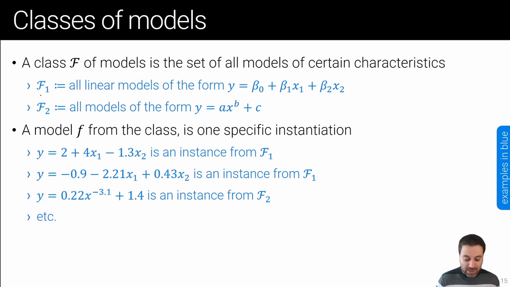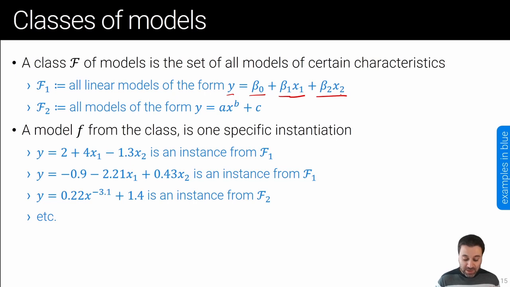So let's say we could say a class of models, we call it F1. It's all linear models that have the following form. So we say the response y is some kind of constant, beta 0, plus a constant times the first variable, plus a constant times the second variable. So this is all the linear models with two variables, x1 and x2.